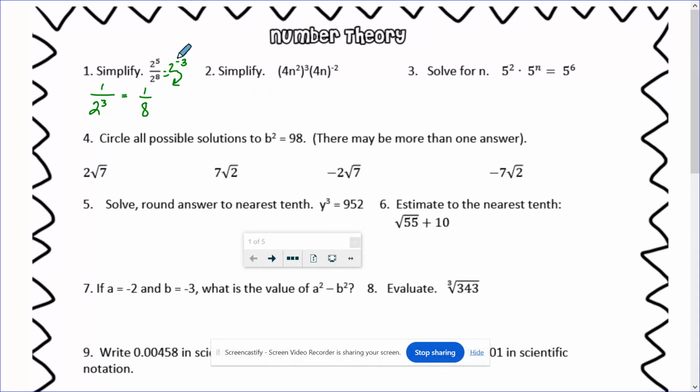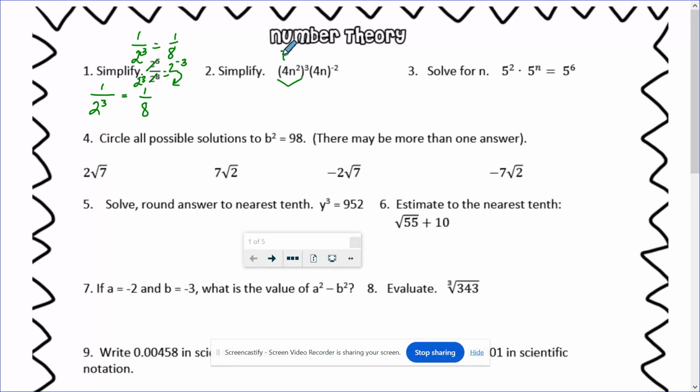Another way of doing this problem is to look at it as a reducing fraction and to say to yourself, there are 5 2's in the numerator and 8 2's in the denominator. So I can reduce by taking 5 away from the top and the bottom, and it's going to leave me with 3 in the bottom. And so you could also get to 1 over 2 to the third, and then ultimately 1 over 8 that way also. Number 2 has a lot going on in it.